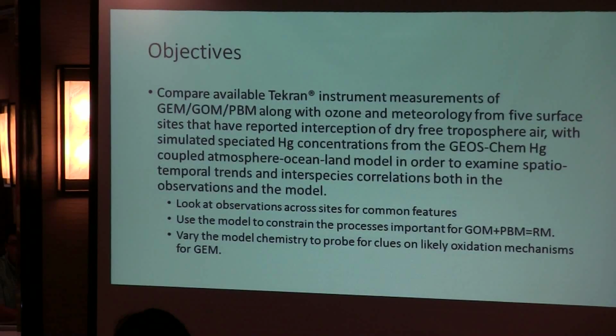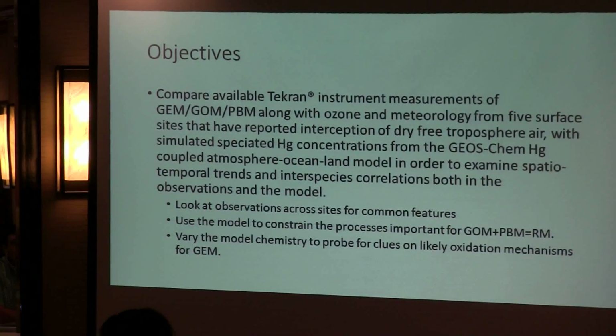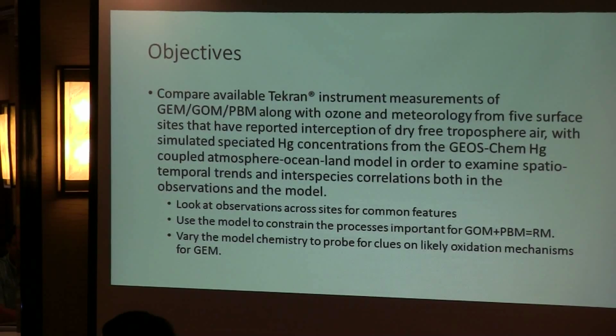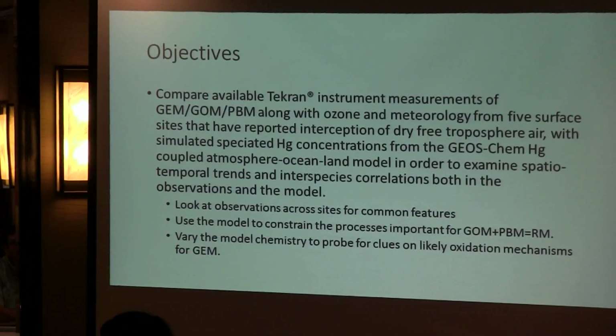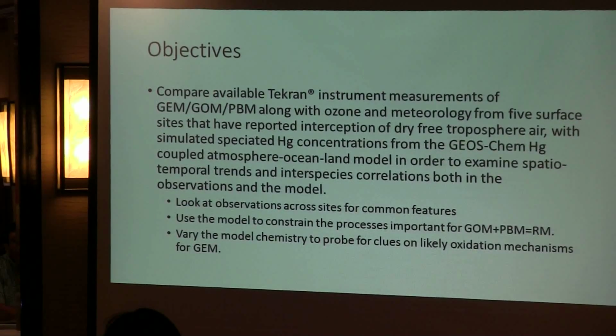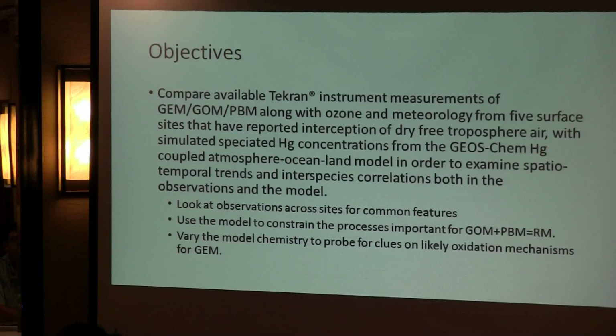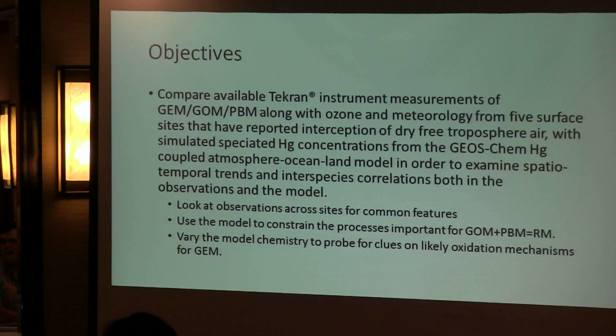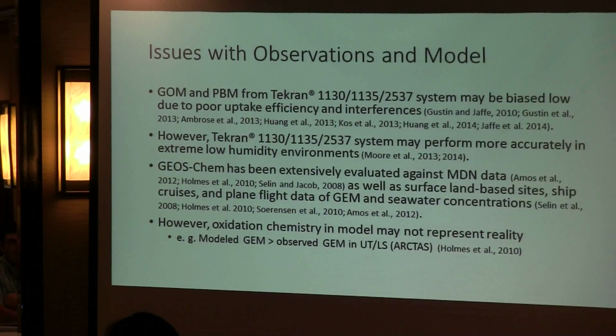And what we did was we looked for common features in the observations across the sites, tried to use the model to constrain the processes that were important for the oxidized forms of mercury. And we varied the model chemistry to probe for clues on likely oxidation mechanisms for elemental mercury. Now in this talk I'm going to be combining the GOM, the oxidized mercury, and the particulate mercury into one measure, calling it reactive mercury, RM, due to uncertainties on what the Tekran is actually measuring, what fraction is actually oxidized or particulate. So we just combined them.